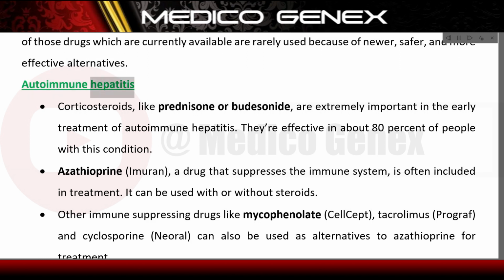Autoimmune hepatitis. Corticosteroids, like prednisone or budesonide, are extremely important in the early treatment of autoimmune hepatitis. They are effective in about 80% of people with this condition. Azathioprine (Imuran), a drug that suppresses the immune system, is often included in treatment. It can be used with or without steroids. Other immune-suppressing drugs like mycophenolate (CellCept), tacrolimus (Prograf), and cyclosporine (Neoral) can also be used as alternatives to azathioprine for treatment.